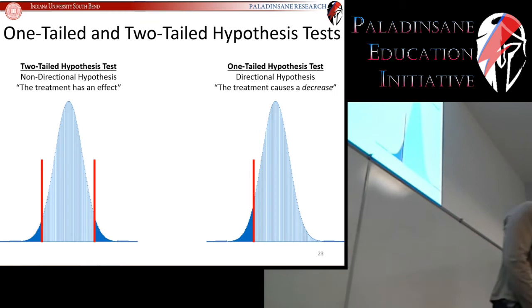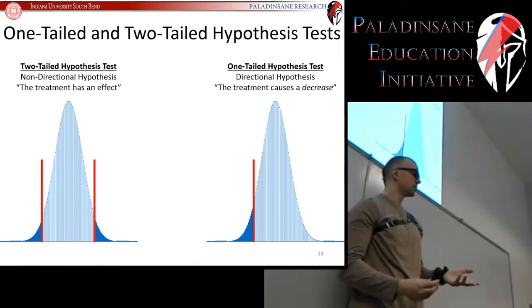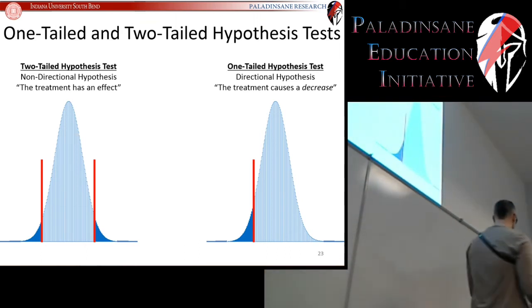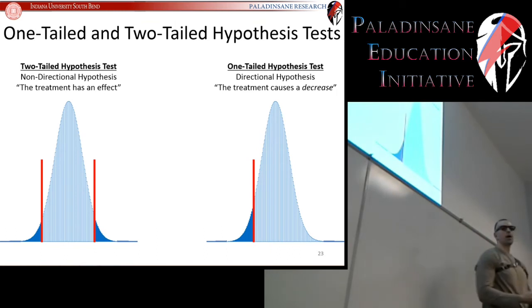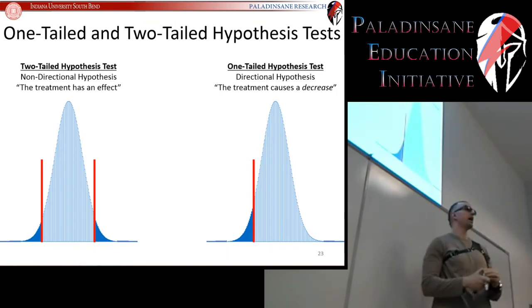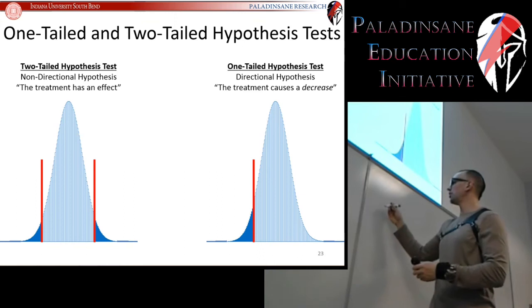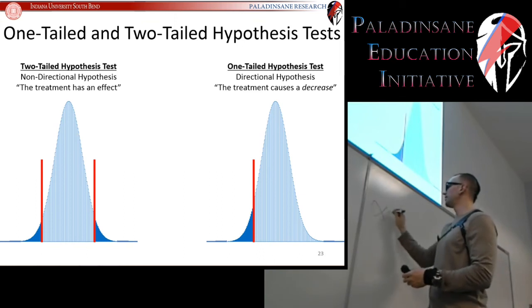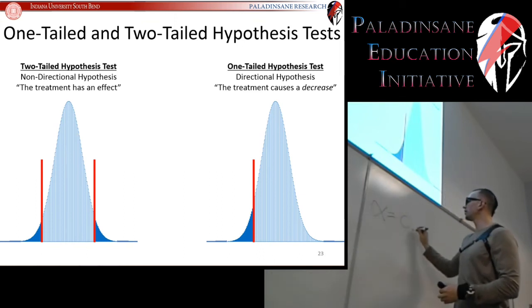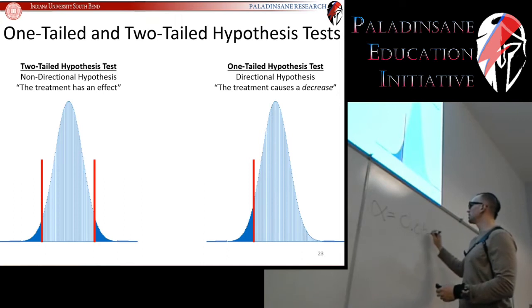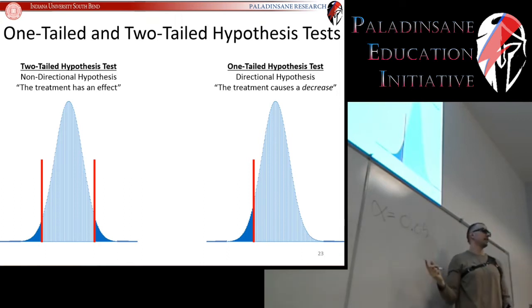All right, so now we need to know, how do we get these lines in the sand? How do we figure out these particular lines in the sand? And the way that we do it, what it's all tied to, is your almighty alpha level. And your alpha level determines the size of your tails.